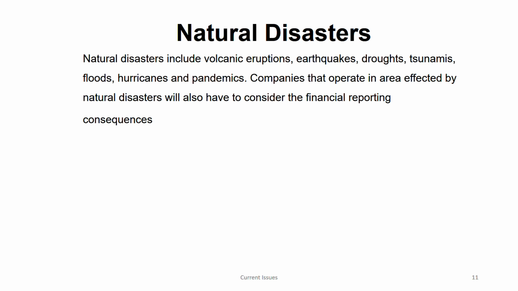So companies, when they suffer a natural disaster, we all know it takes years for them to recover, years and years. Sometimes it never recovers also. So because of this, it has some issues on the financial reporting. Some consequences are there. What are these consequences? We have to see those things. There are some topics I've highlighted for you.